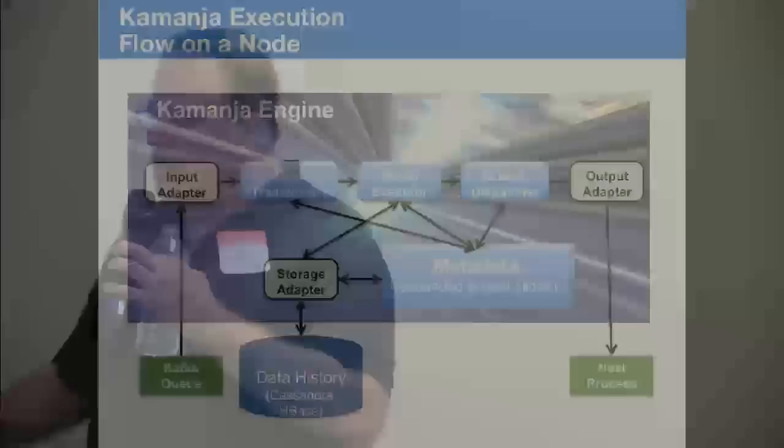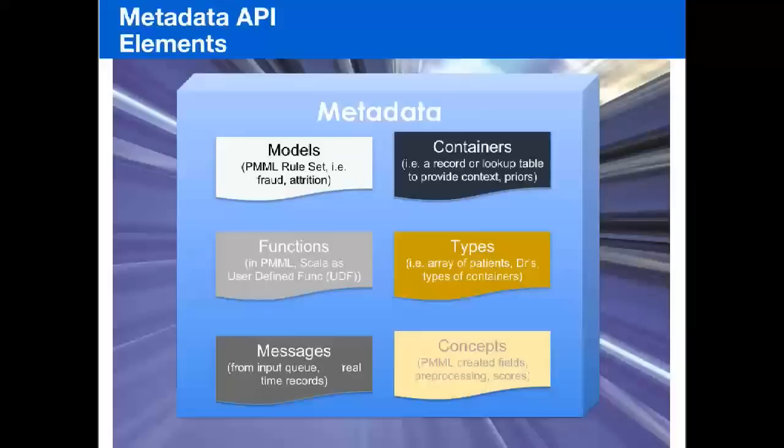So I'll do a drill down into the metadata. So the metadata has different components. There's models, so that would be like the PMML rule set, or it could also be like our custom Java model. Containers, that would be like the lookup table, like the Bayesian priors. Functions, so that would be like the user-defined functions. So some of our clients are working with Stanford NLP, doing some naive Bayes sentiment detection models. Messages, so that would be the main records flowing through. And so those are the primary types.